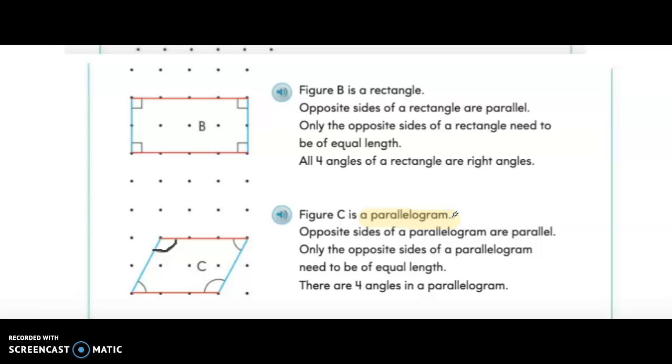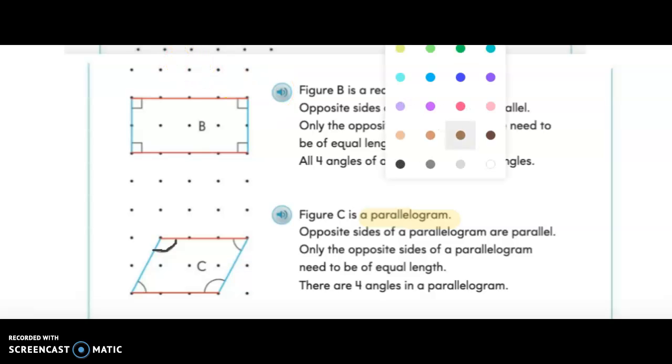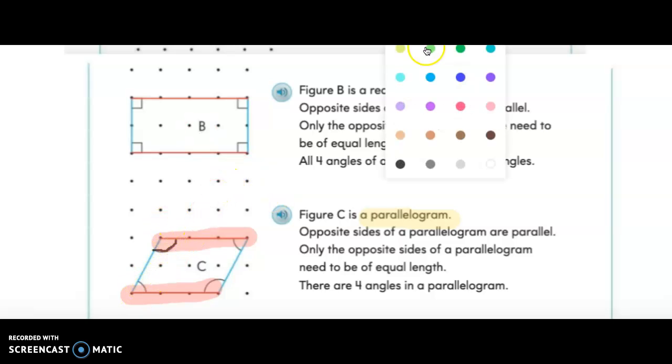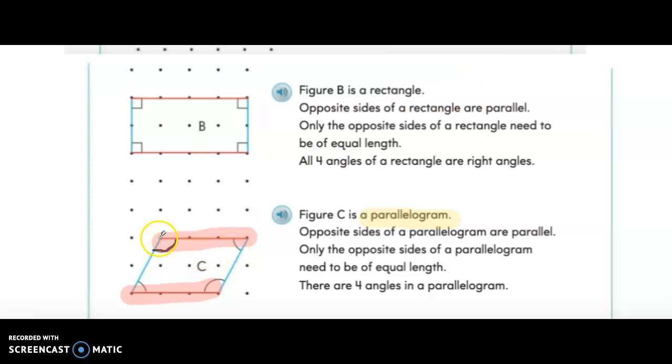Opposite sides of a parallelogram are parallel. Again, those red lines, and I'll highlight these, are parallel to each other. And then the blue lines are also parallel. We have to think that if these lines continued, they still would not intersect. They would keep going in that same direction. They would never be crossing.